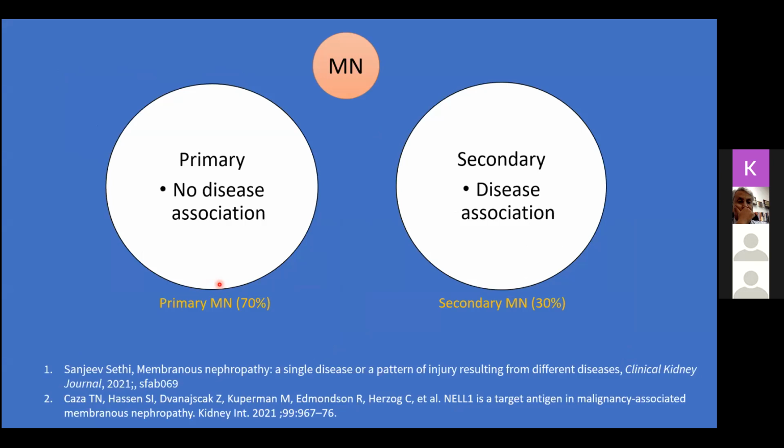So we saw the basic histology of membranous nephropathy. This membranous nephropathy can be primary or it can be secondary. If I am saying primary, that means there is no disease associated with membranous nephropathy. In case of secondary, there is some systemic disease already there, that is causing the deposition of immune complex in the subepithelial location. Primary membranous nephropathy is most common. It accounts for 70%, and the secondary is 30%.